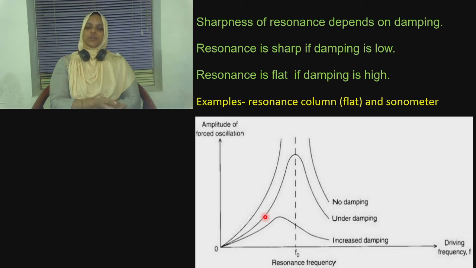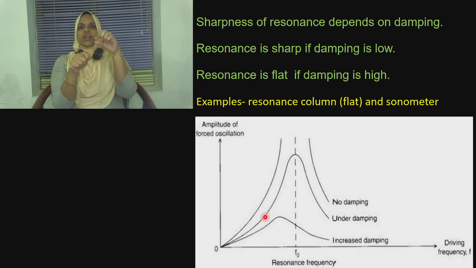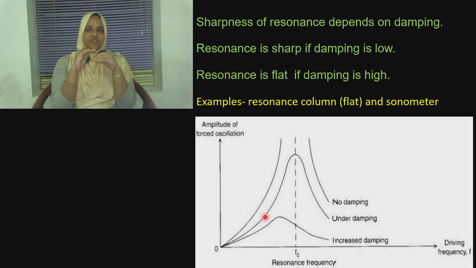An example for sharp resonance is the sonometer. We have done the sonometer experiment in your plus 2 classes. There you can see that on the sonometer wire, when a paper rider is kept and we place an excited tuning fork near to that, at a particular frequency of the excited tuning fork, the paper rider will fly off from the sonometer wire. That is an example of sharp resonance, and that occurs at a particular value of the driving frequency.